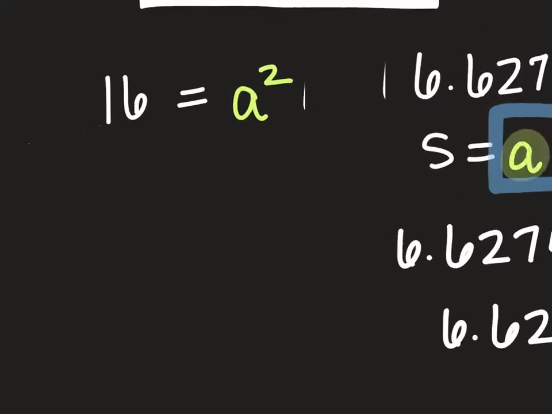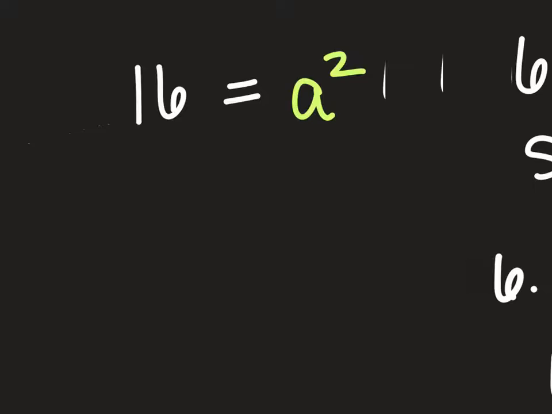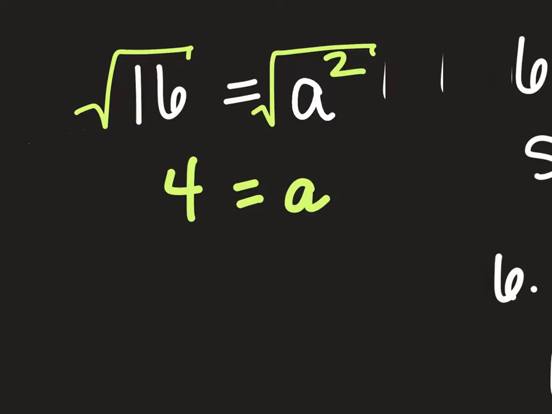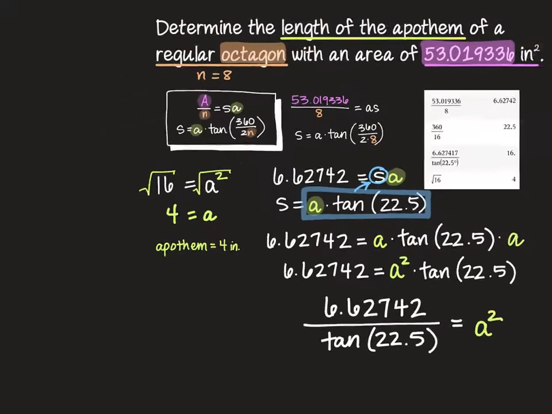And once again, it's a quadratic. And just like in the previous example, when we solve by taking the square root, we're only going to need the principal square root, or the positive one. So the length of our apothem is 4 inches.